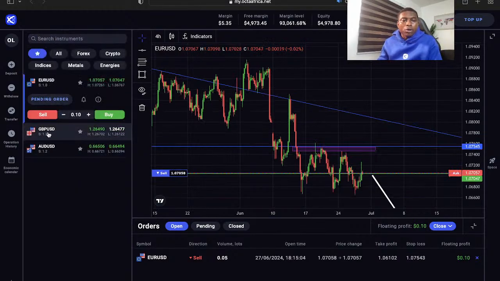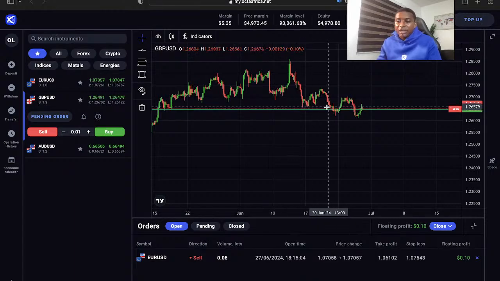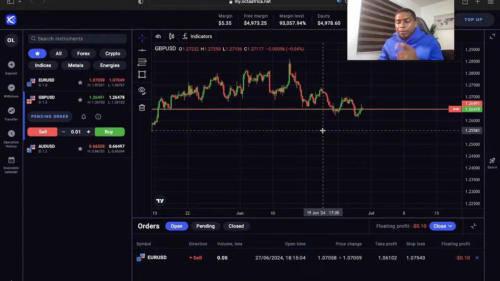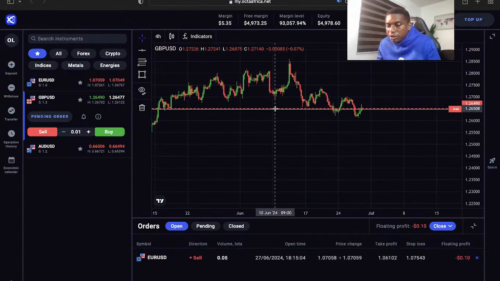Okay, so now I'm going to be looking at the GBP USD. So you can see as I clicked on the GBP USD, my chart has appeared. Now, one interesting thing you should know about the OctaTrader platform is that there is an opportunity for you to see current trending news about your favorite currency pairs, and also to see expert ideas on trade and the likes.